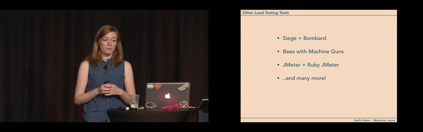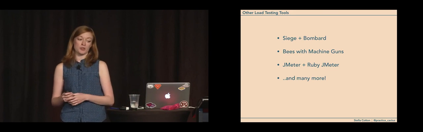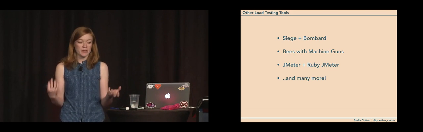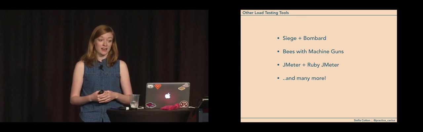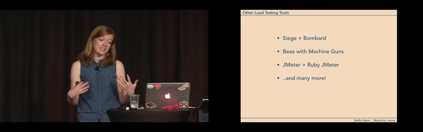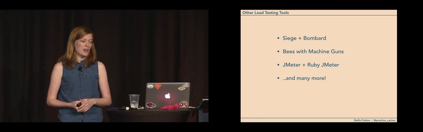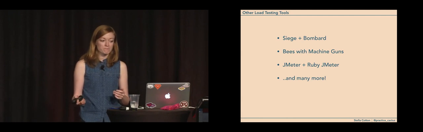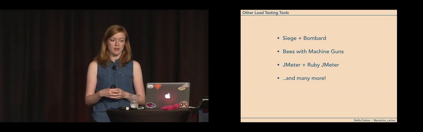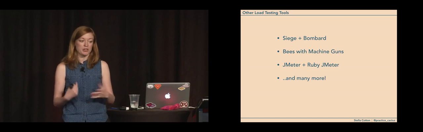Bees with Machine Guns is another pretty cool open source tool, created by the news application team for the Chicago Tribune. It basically allows you to spin up micro EC2 instances and literally DDoS yourself and spin them down. It's pretty cool. Flood.io is a paid service, but they maintain Ruby JMeter, which is a Ruby DSL for writing JMeter configurations.